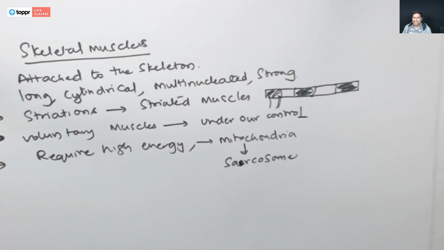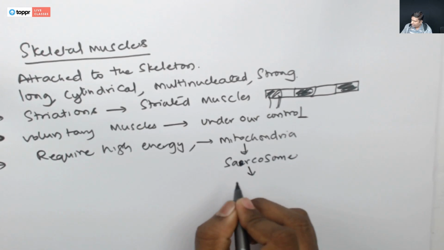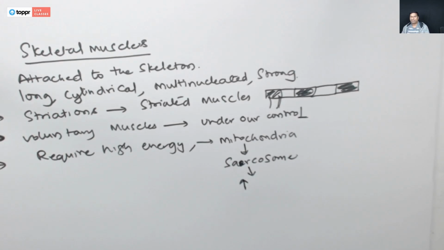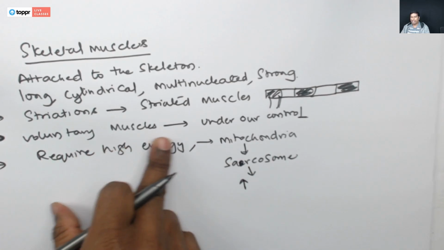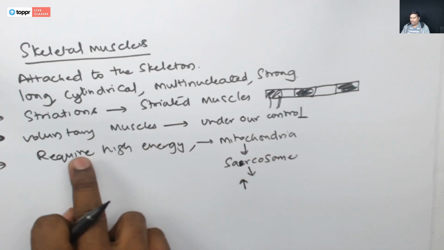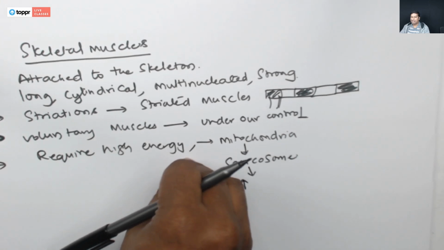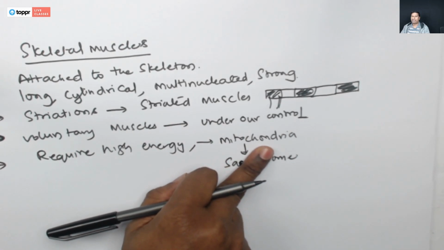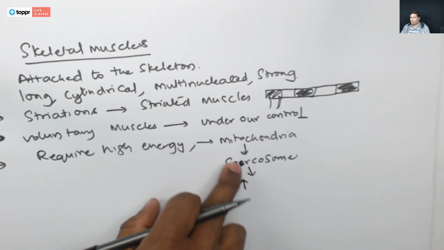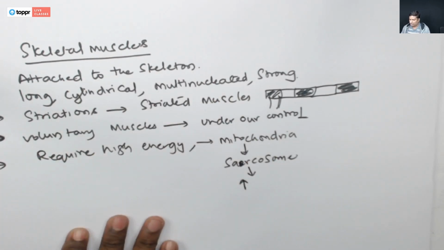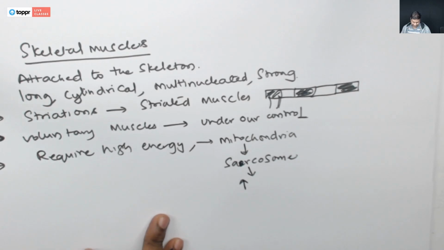The mitochondria present in the muscles is called the sarcosome, with the prefix sarco. The number of sarcosomes in skeletal muscles is very high, because you need high energy, and the energy is provided by mitochondria. Whenever muscles need high energy, you will see that in those muscles the mitochondria number is pretty high. So that is about the skeletal muscles.